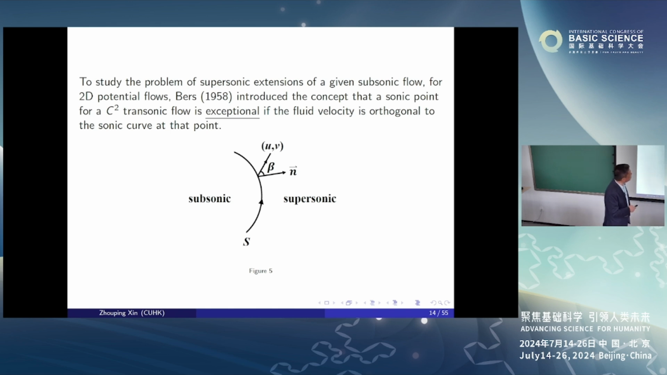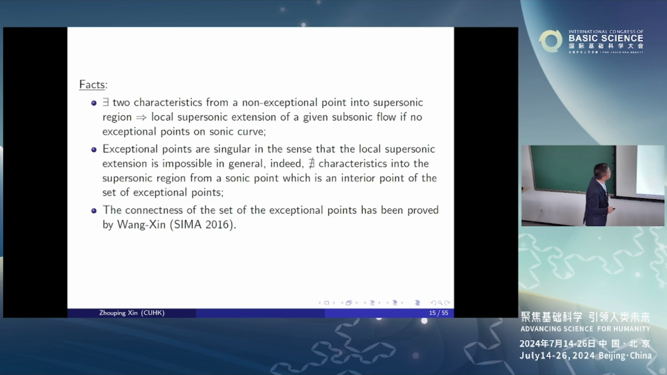Then they introduced the concept of exceptional point, and they proved the following fact. If the point on the sonic curve is non-exceptional, then there are always two characteristics from the sonic curve growing into the supersonic region. In this case, a local existence of the supersonic equation is possible. So therefore, you can extend the subsonic flow to supersonic flow.